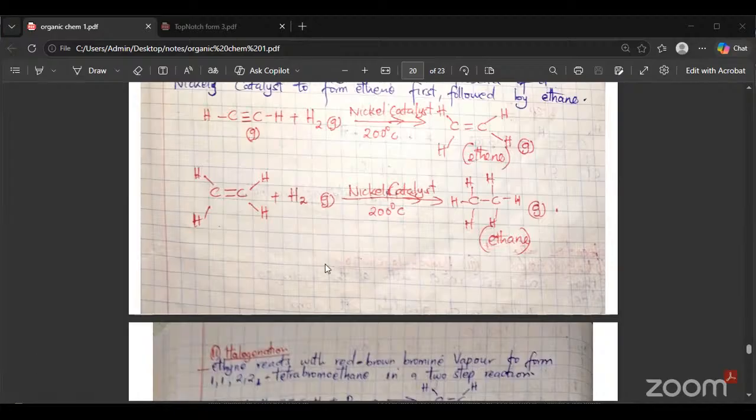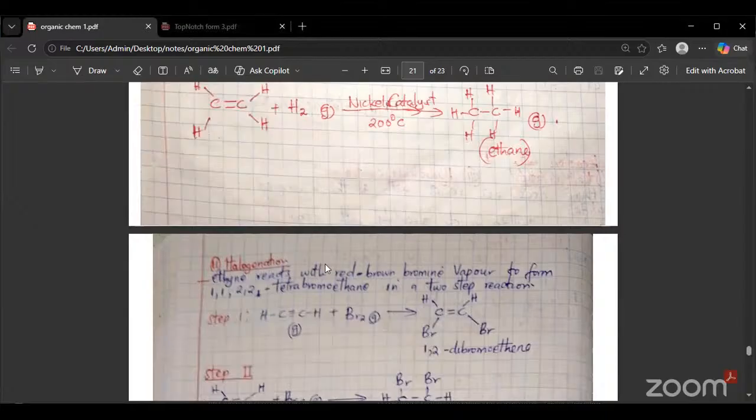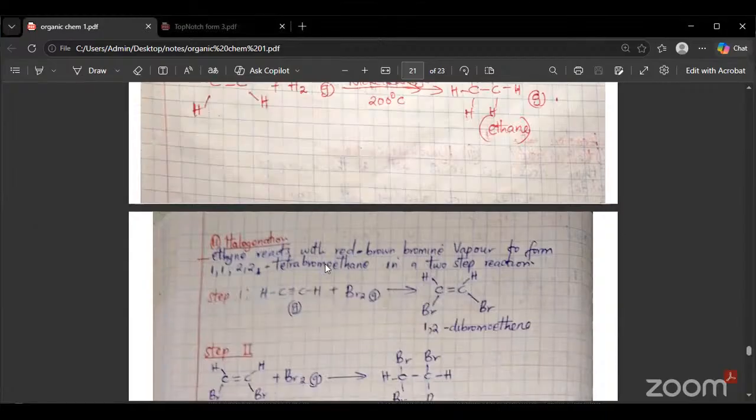Now, the second addition reaction is actually halogenation. There is a problem with this halogenation. First of all, you're supposed to know the halogens.